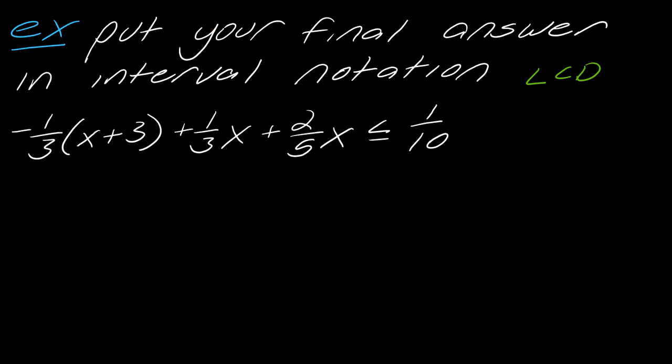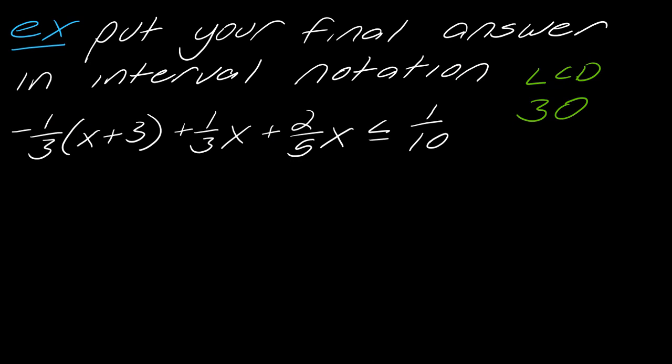It would be 30. Right, so 10 is 2 times 5, this is 5, this is 3. So you've got to have the factors of 2, 5, and 3 in your LCD, so that would be your LCD. And so then what I'm going to do is multiply each fractional pair by 30.